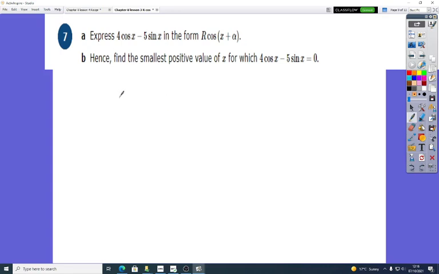Right, so when we type in something like this, first of all, you can write 4 cos x minus 5 sine x, and you want it in the form r cos(x plus alpha). So we put that on this side. I'm going to expand that out, the addition angle.